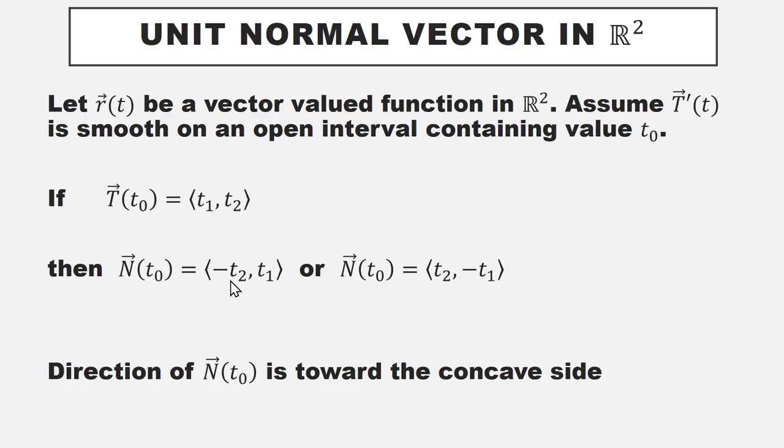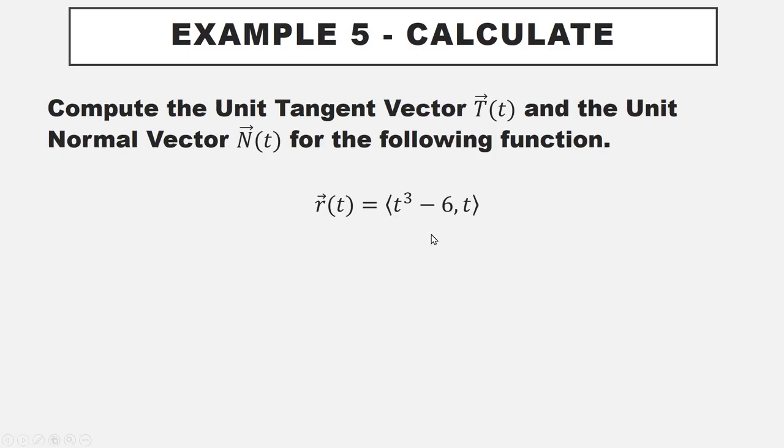By the way, these have to be unit vectors because this was a unit vector. So if I take t1 squared plus t2 squared, I get 1. The negatives aren't going to change that. Therefore, t2 squared plus t1 squared add up to give you 1 as well. So in R2, it's a much quicker process to find a normal vector once we have the tangent.